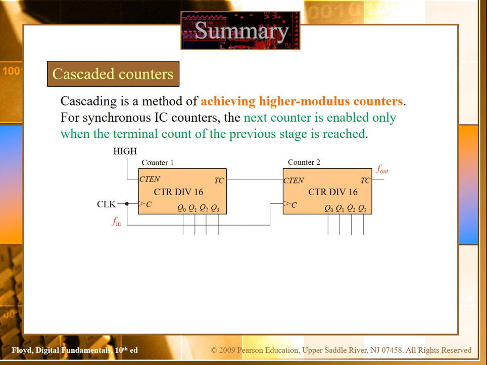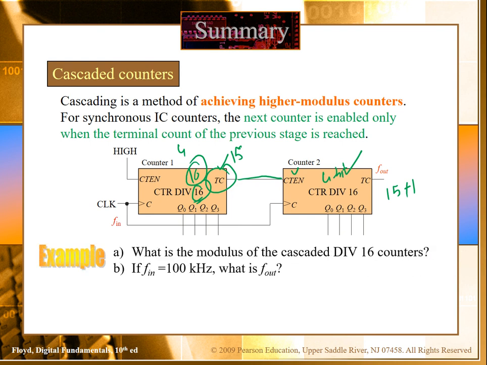Cascaded counter: if you want to get a high modulus counter, for example, this is counter 1 which is a 4-bit counter, counting up to modulus 16. If you want to count higher, you can use another counter, which is also a 4-bit counter. Once the first counter has reached its maximum count, for example 15, you can enable this counter, and it will start from 15 plus 1, that is 16, 17, and go on. So by cascading them, you can achieve higher modulus counters.